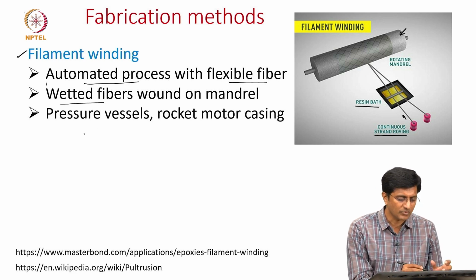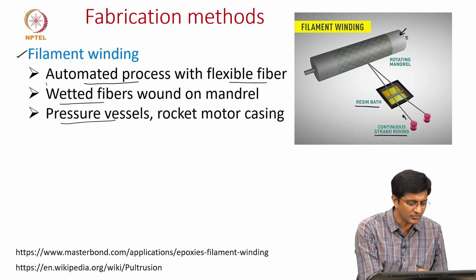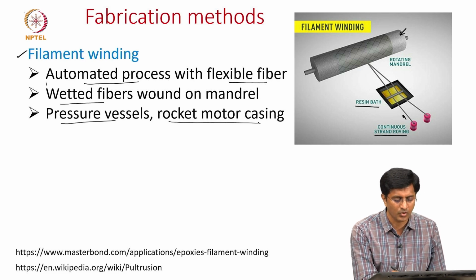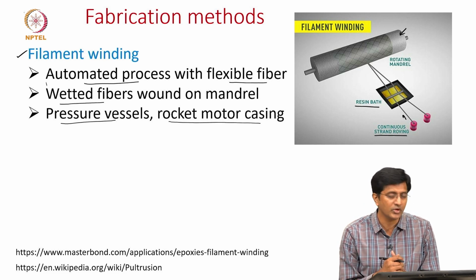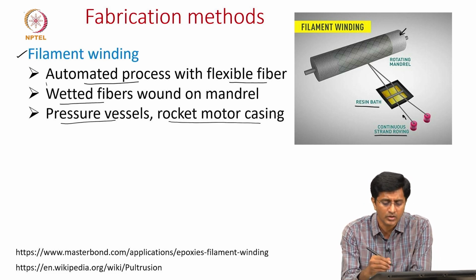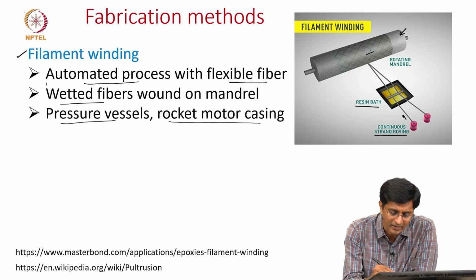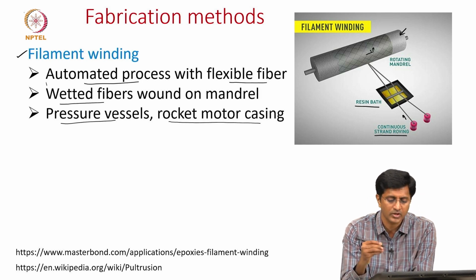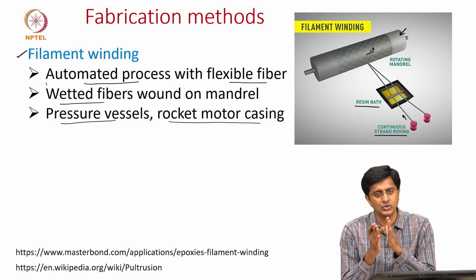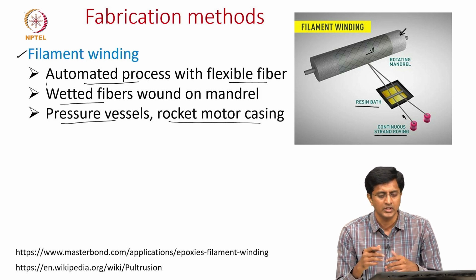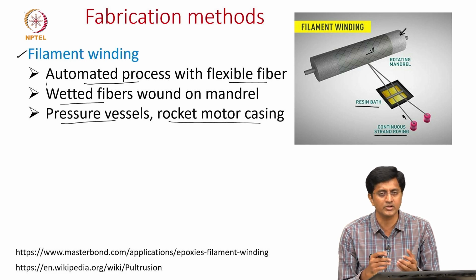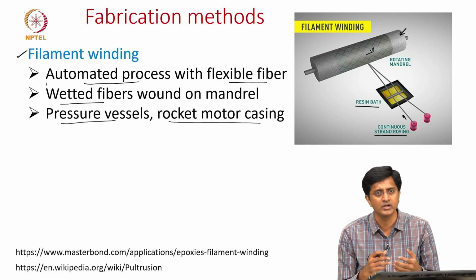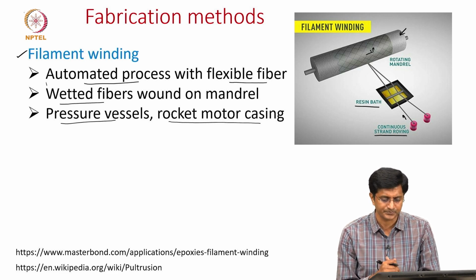These are used for several applications such as pressure vessels and rocket motor casings. And the good thing, the advantage of using filament winding, is you can control the winding angle. So, for example, this angle can be controlled or the gap between two fiber layups can be controlled. So, this is a very automated process where there are many process variables one can optimize to get the optimum structure we are looking at.